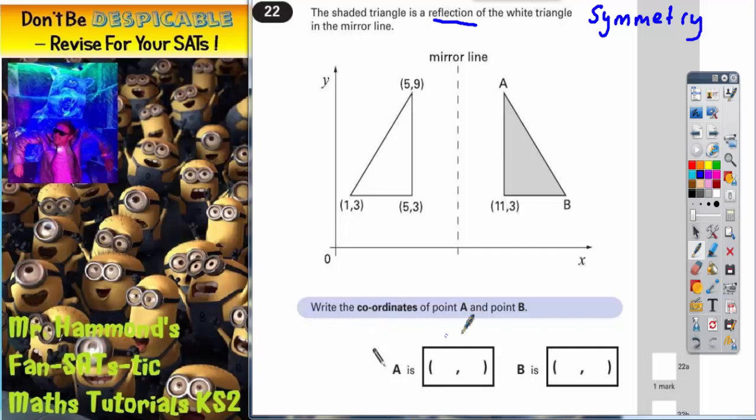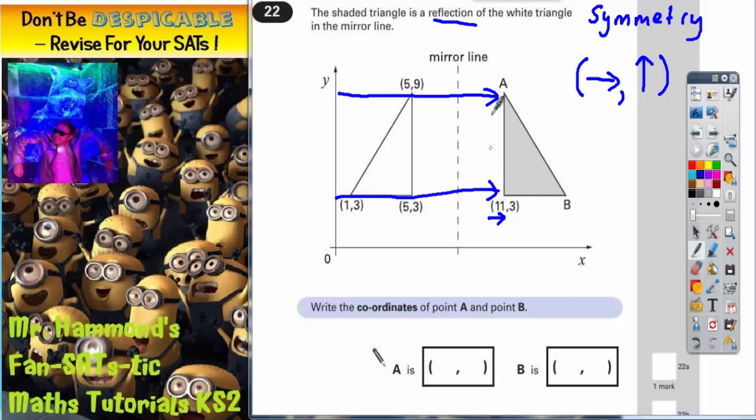So we've got to write the coordinates of point A and point B. Well, remember, with any pair of coordinates, there's a comma in the middle, and the number in front of the comma is how far along the corridor we go, and the number after the comma is how far up the stairs we go. So along the corridor and up the stairs. So point A. Well, point A, you can see that if we go straight along to point A, it's the same amount along as this point down here. And this point is 11 along. So if this bottom corner of this triangle is 11 along and it's level with point A, A must also be 11 along. So we can write that in straight away there.